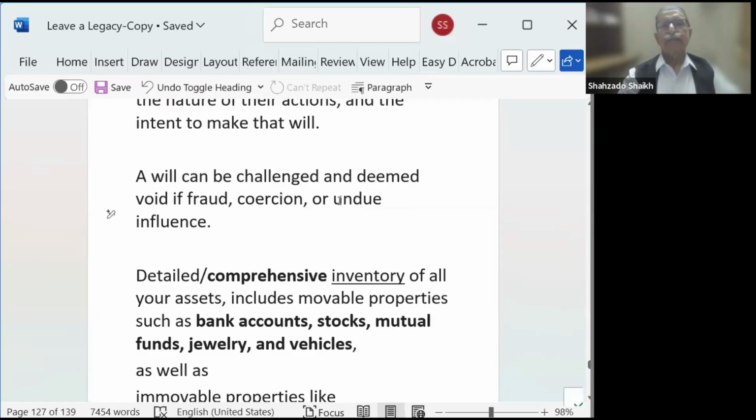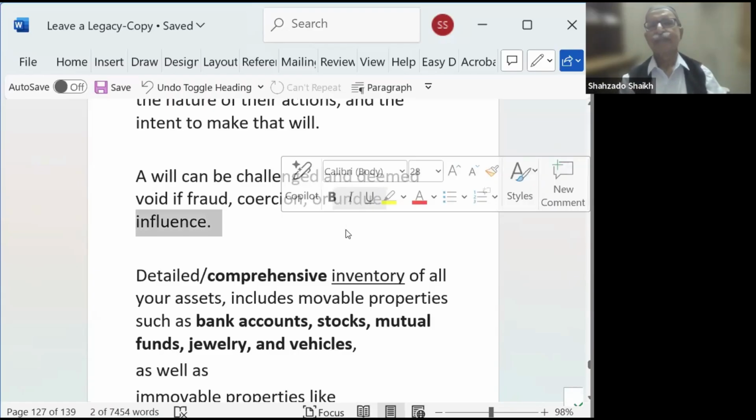Undue influence is very common. For example, when the will is being written and it is proved that the person had made a will under the undue influence of the wife, or under the undue influence of the brother or father or mother. Then in families, if they can prove it, or even if it is wrong, they bring the evidence, they try to convince the court, then the complications arise.